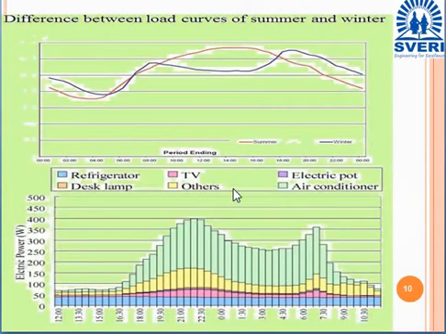So in this load curve we have compared the difference between the load curve of the summer and winter. The red line indicates the load in the summer season and the blue line indicates the load variation in the winter season. We have observed that the load consumed in summer is more, and the highest peak point we can observe in the summer days. We use electrical equipment or appliances like a refrigerator, TV, electric pot, desk lamp, and air conditioners during the whole day of 24 hours.